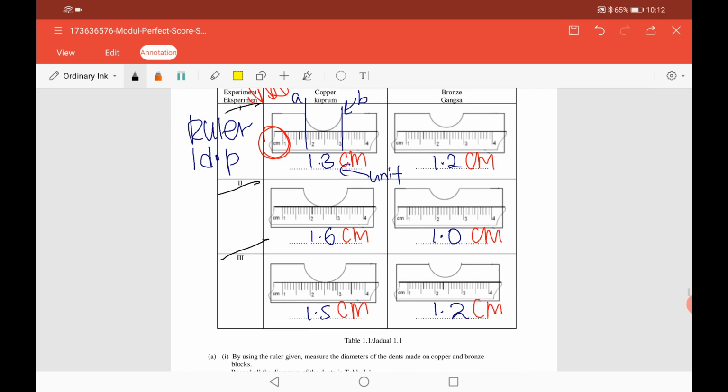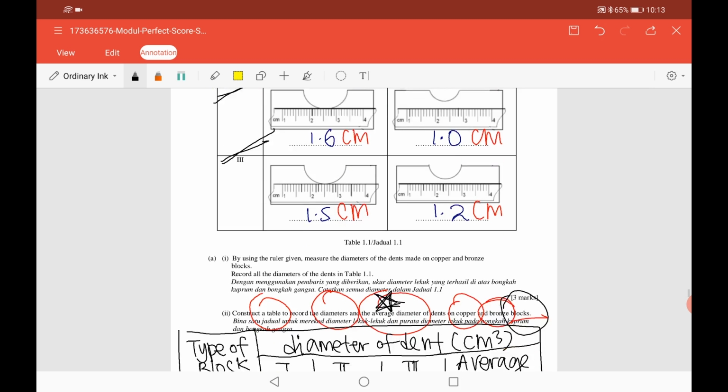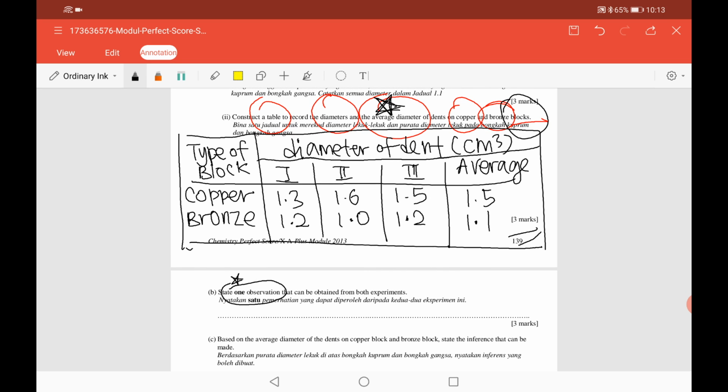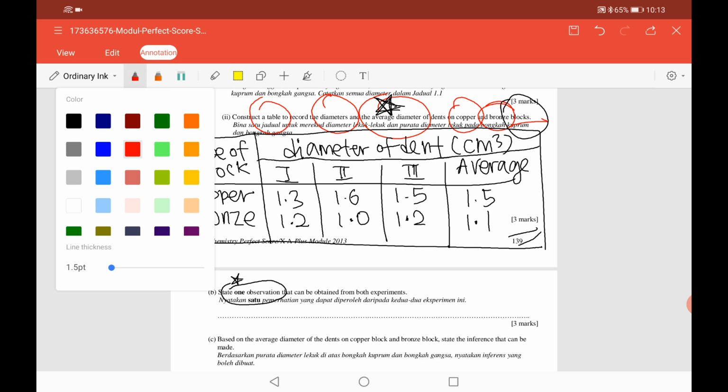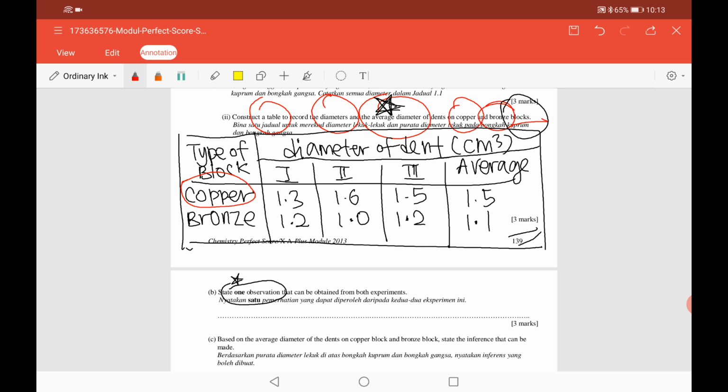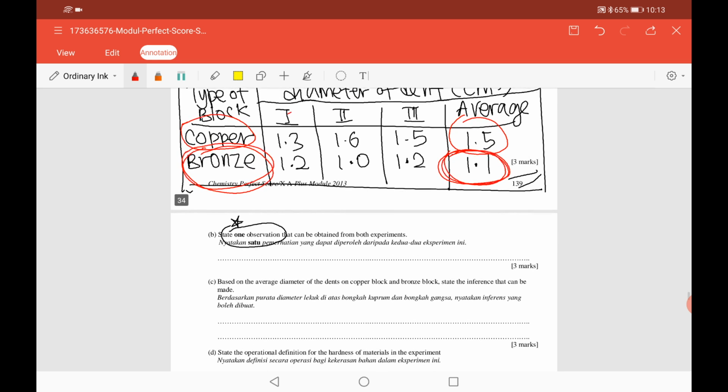Although we do the measurement three times, if you look at the average value, you will notice that for copper the average size is 1.5, and for bronze the average size is 1.1. This means no matter whether you do the measurement the first, second, or third time, generally you will see the bronze produces a smaller diameter of dent in comparison to copper. Okay, that's what we can see.